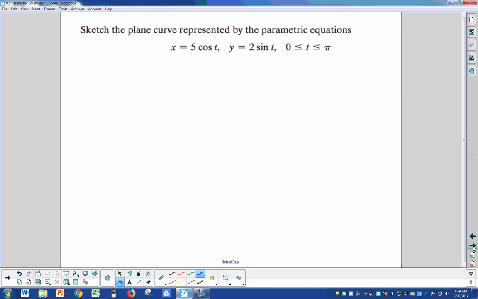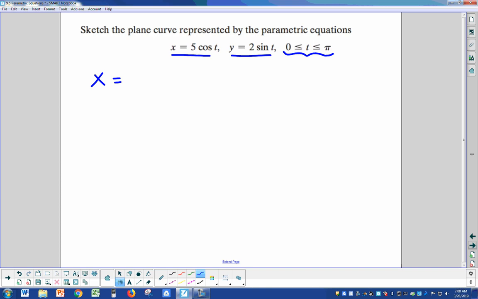Let's go to example number 3. Example number 3 looks really nasty, but it also starts to lend some information about some things that are going to happen later in the course, and that is how do we get rid of that parameter t? So let me see if I can help you out with that. Obviously, when t is going from 0 to pi, that makes perfect sense since we have a sine and cosine in our problem. So let's start with this x value.